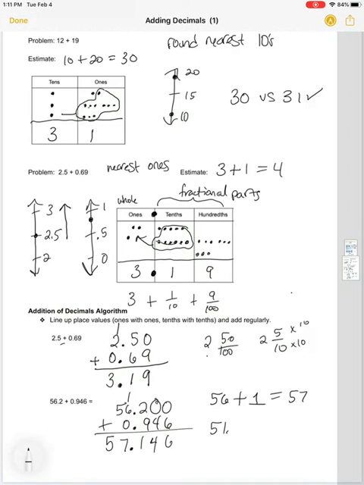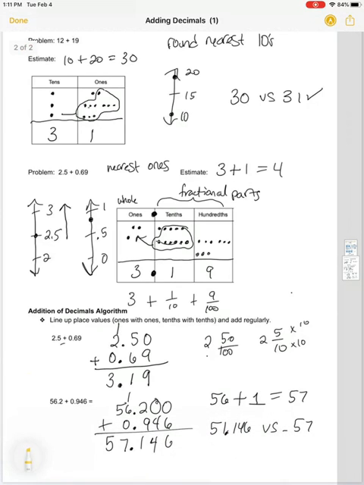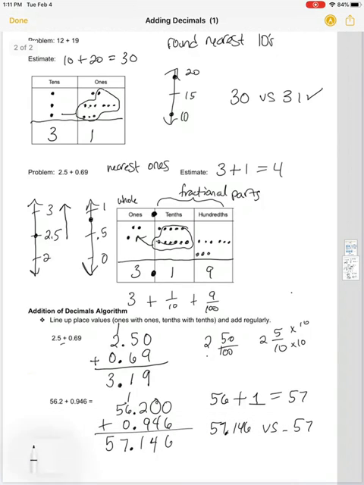And if I compare 57 and 146 thousandths versus 57, really what we want to look at is, since our numbers are in the tens place value, we want to compare, oops, I've written this incorrectly, that's a 7. We want to compare 57 and 57, both in the tens place value, and 57 and 57 match. So is this a reasonable estimate? Yes, indeed. Thanks for watching.